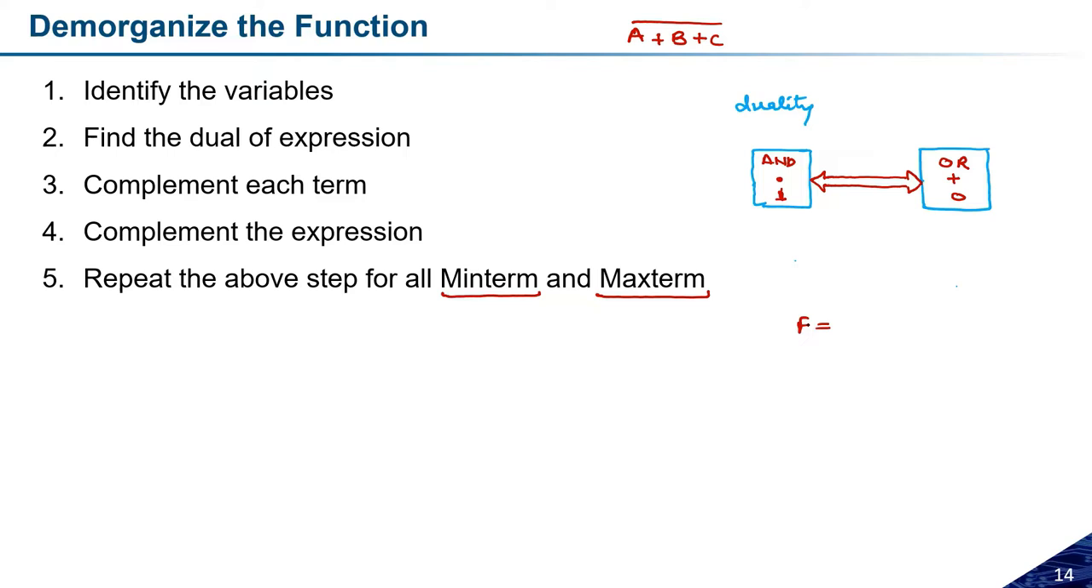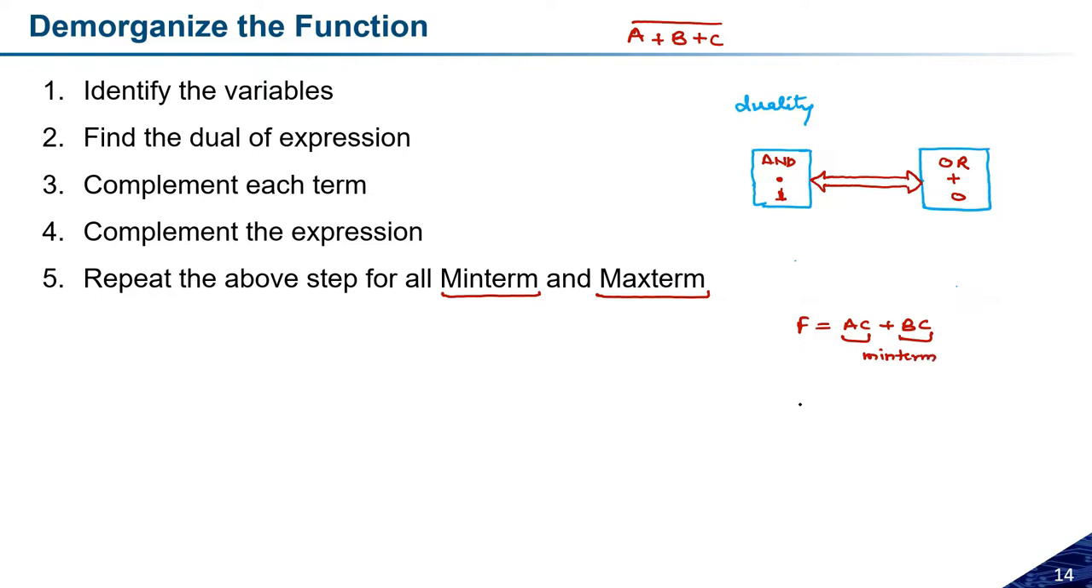Suppose I have a function which is AC plus BC. Here I have seen one and two, so these two are the min terms. The terms which are in the product form, we consider as min terms. Later on, I will tell you the difference between these two things.